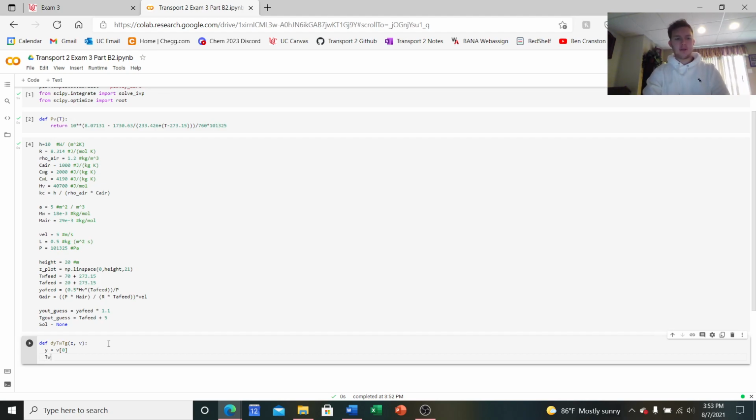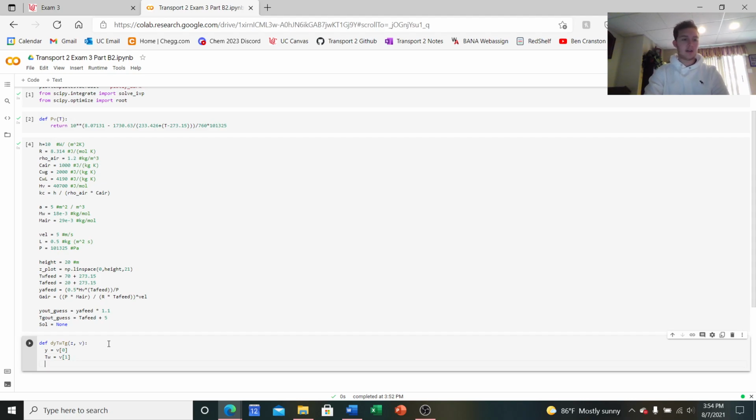So the next variable that we're going to be looking at is going to be the temperature of the water, and we're going to store that into the second value in that same array. And then we're also going to do the same thing with the temperature of the gas, where we're going to store that in the third value of that array.